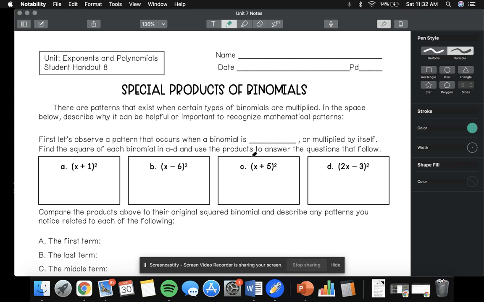Hey, today we are going to talk about special products of binomials. So we're on pages 21 and 22 in our notes. There are a bunch of patterns that exist when certain types of binomials are multiplied.